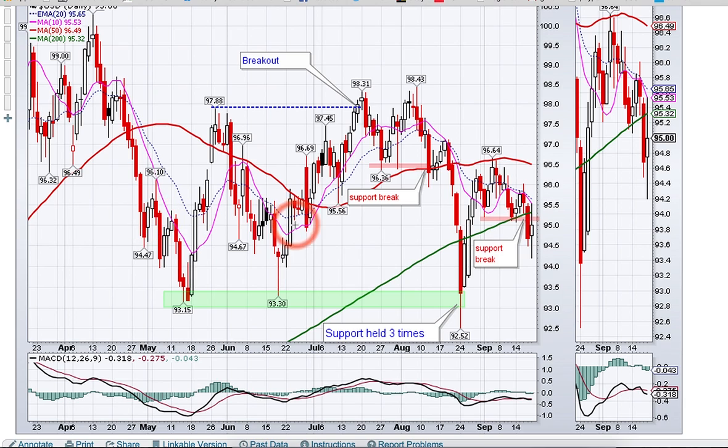If you just look at this chart, we had 3 times the support in the $93 area that held. Looks like we're heading for a fourth retest of this support. Now, if we close below this area, and I'm guessing if we close below 93, the uptrend in the US dollar may be called into question.